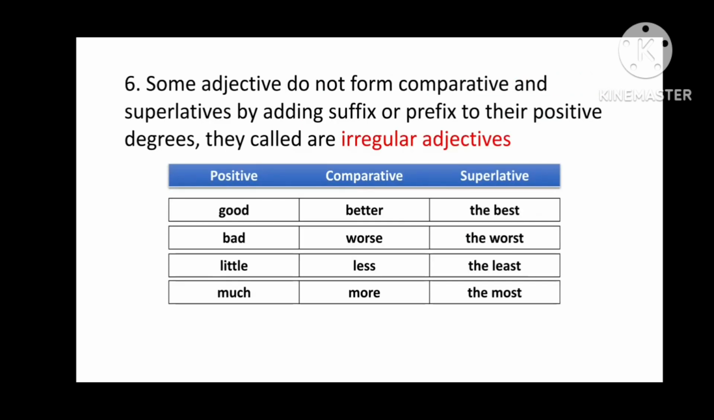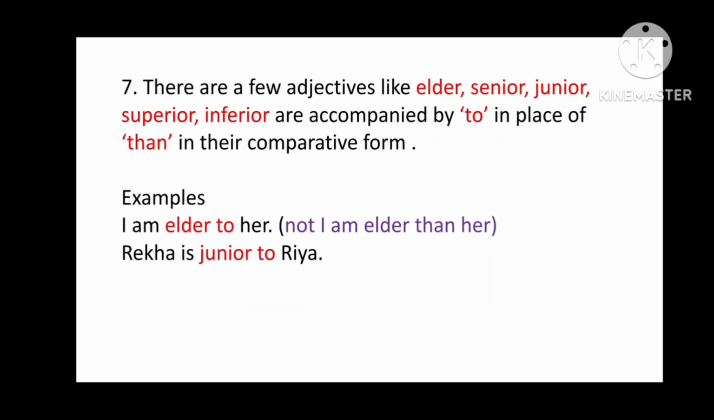Next rule. Some adjectives do not form comparative and superlative degree by adding suffix or prefix to their positive forms. They are called irregular adjectives. And there are very few such adjectives which completely change in spelling and pronunciation, and we do not add any prefix or suffix to them. For example, few are listed here like good, better, the best, bad, worse, the worst, little, less, the least, much, more, the most. You have to remember these words.